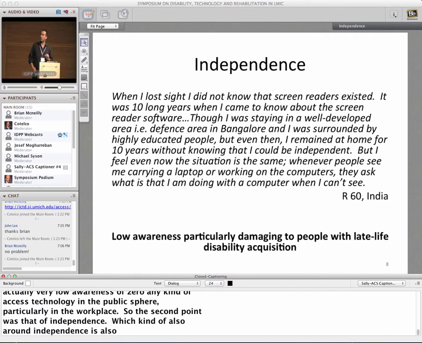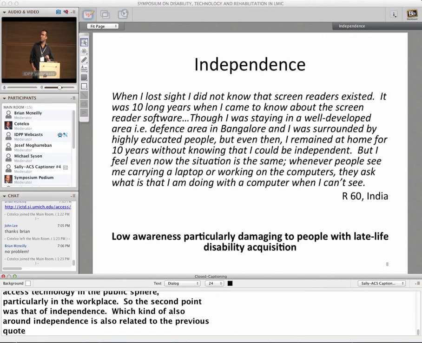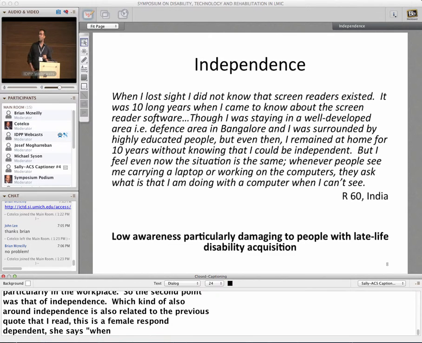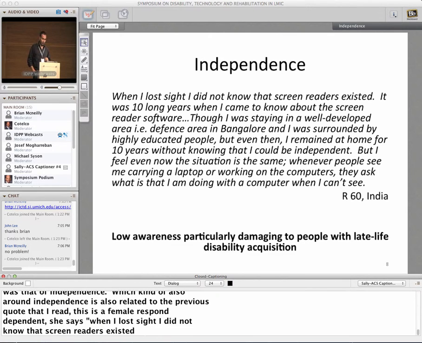The second point around independence is also related to the previous quote that I made. And this is a female respondent. She says, "When I lost sight, I did not know that screen readers existed. It was 10 long years when I came to know about screen reader software.